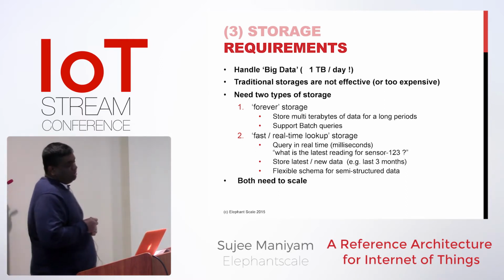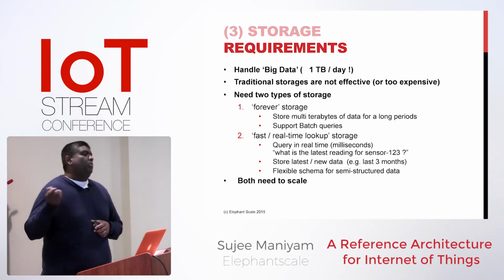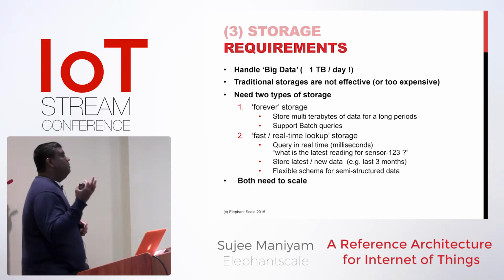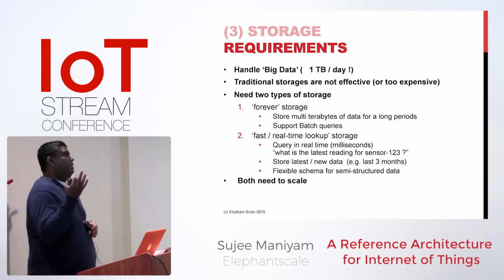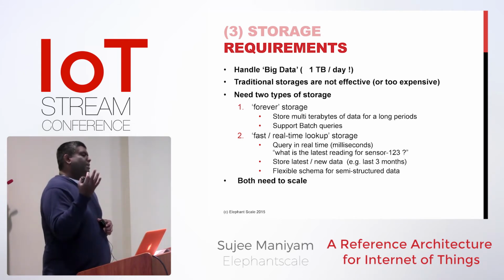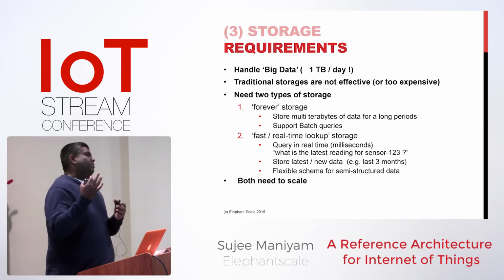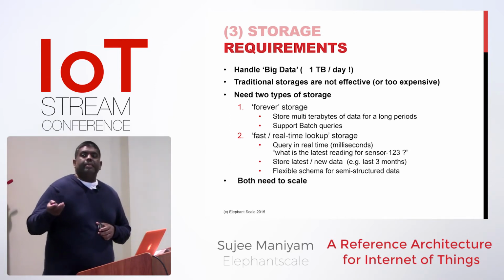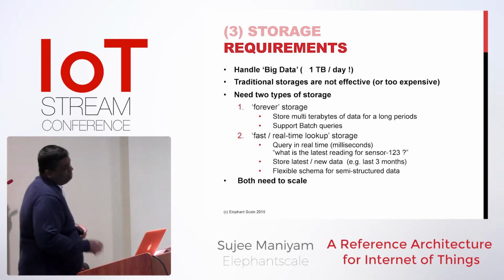And I also need another storage for real time, meaning I want to look up things very quickly. I have an iPhone app that shows my home temperature. So when I fire up the iPhone app, I want to see the latest temperature within a second, right? So this is a real-time query. And both of these things need to be scaled.